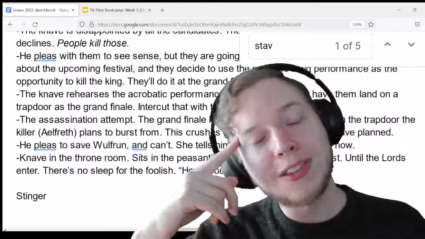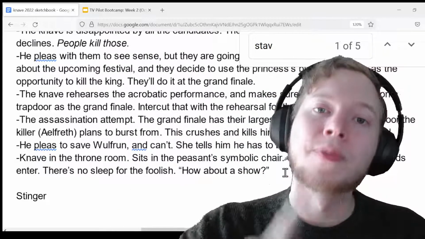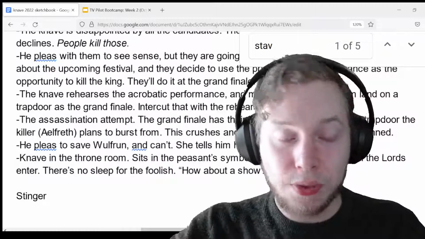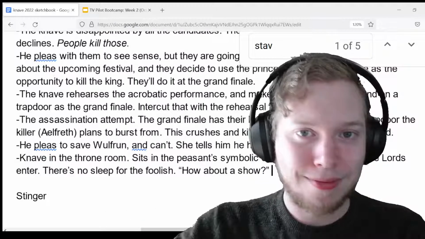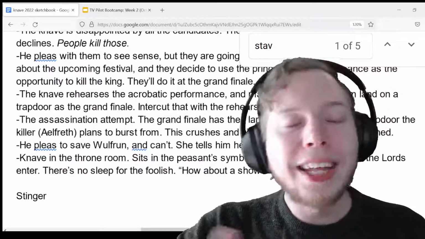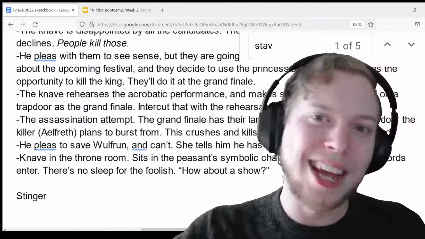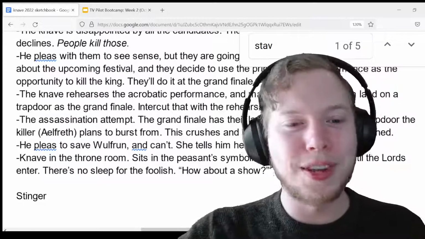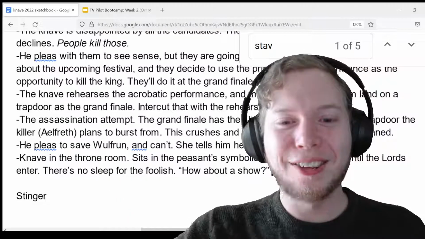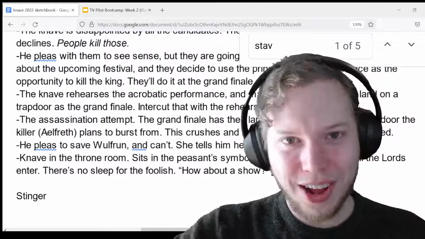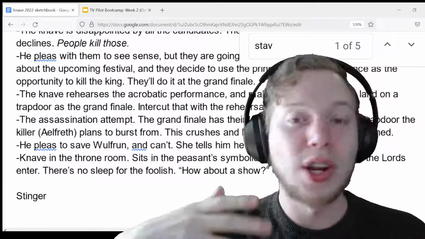He's ready to finally fall asleep at last, because remember, our main problem was he is trying to keep things running smoothly, but he is developing insomnia from all the stress of keeping this together. He's going to finally fall asleep until the king and the lords burst into the throne room in the middle of the night. They're like getting ready to start an invasion or a war or something. And they're like, what do you think, knave? And he's just like, how about a show? And we kind of understand that he's saying, there's no sleep for the foolish.